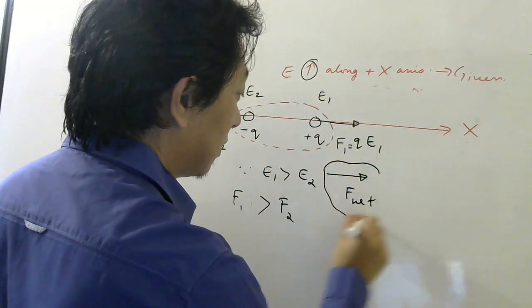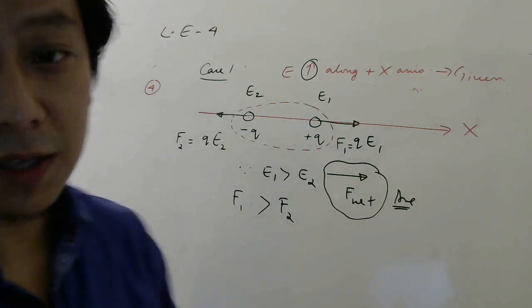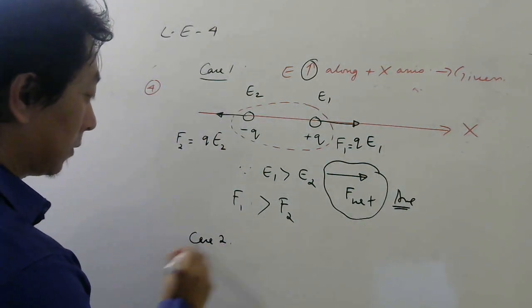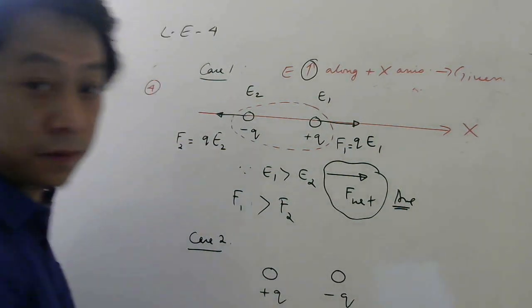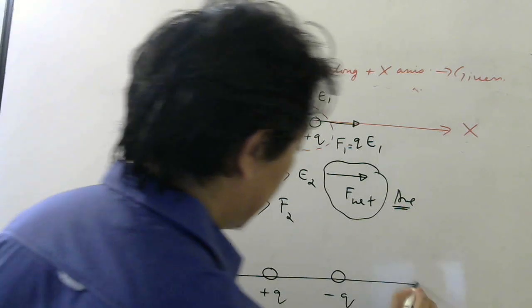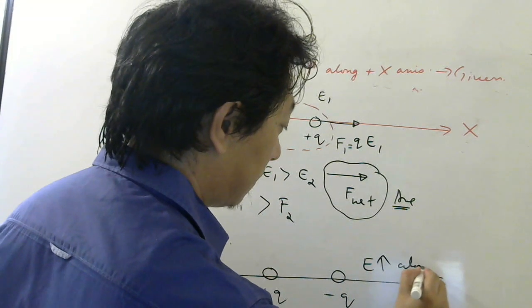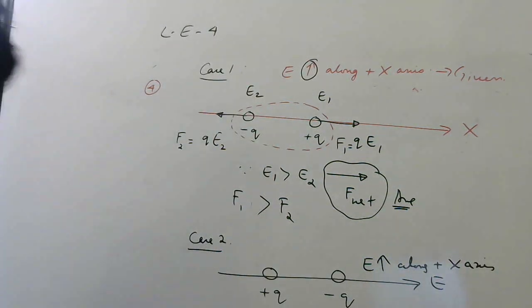So that is the answer. So net force will be towards your positive x-axis. Try case 2 yourself. Case 2 will be here plus Q, here minus Q, and electric field is this way and it increases along positive x-axis. Okay, so try this and let me know the answer.